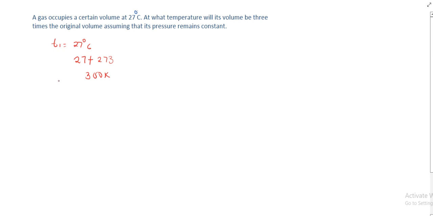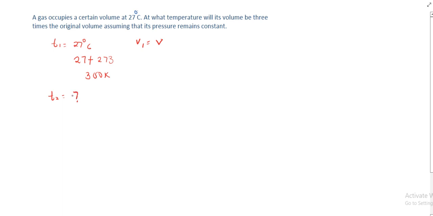So we're told that it occupies a certain volume. We're not given the volume. So let's say our V1 is V. So it occupies a certain volume. Okay, let's go further. At what temperature? That's the question. At what temperature? That is our T2. We don't know it, but we'll look for it.